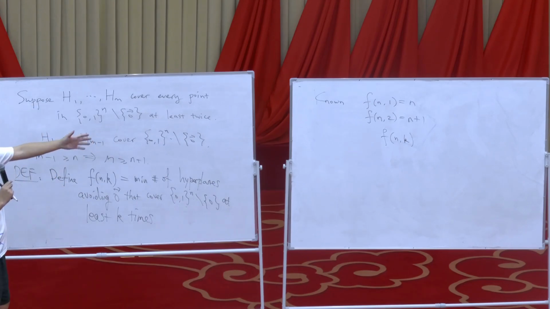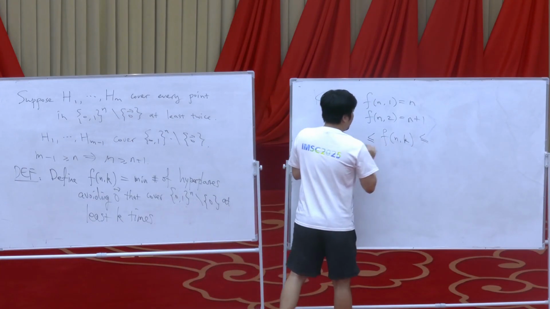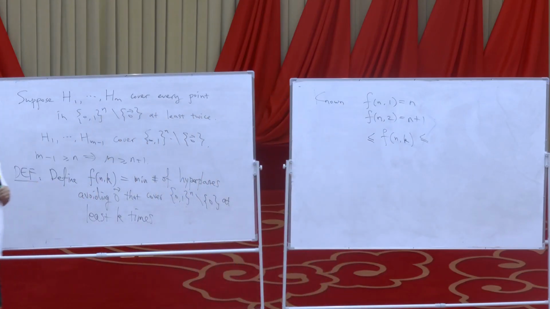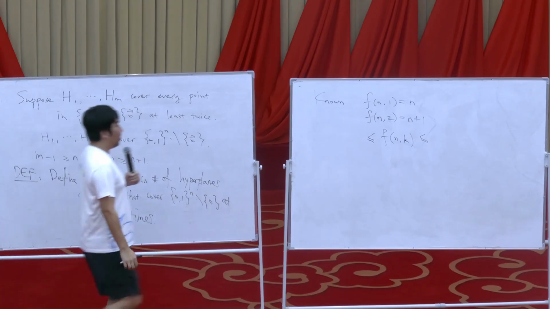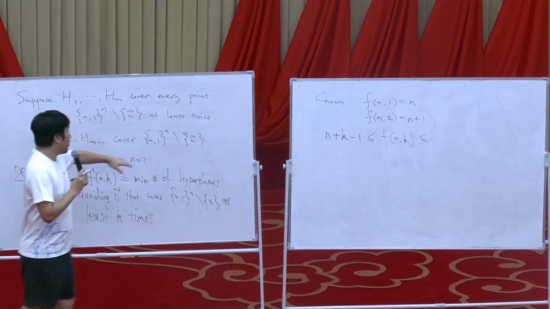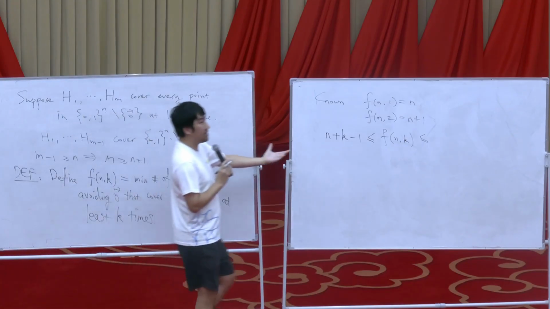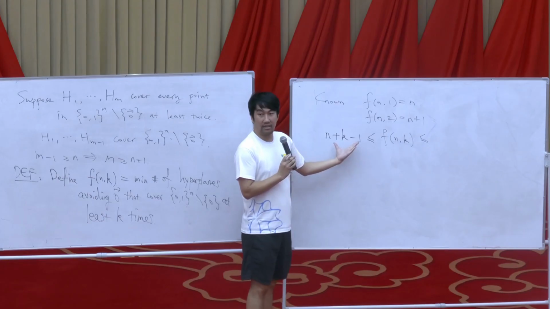I'm not saying that you should be able to write down the inequality, but let's try to give upper and lower bounds. Very good, right? The lower bound is n plus k minus 1. The reason is that if you cover all the points at least k times, you take away k minus 1 hyperplanes, and the rest of the hyperplanes should still cover all these points. Hence, by the result on fn1, it's at least n. So the total number of hyperplanes needed is at least n plus k minus 1. Does that make sense? Okay, same logic.